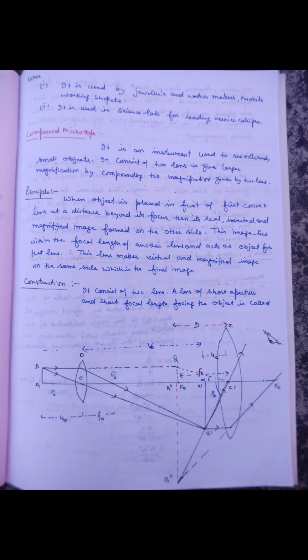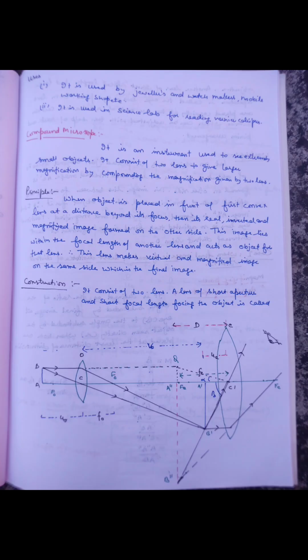Magnifying power or angular magnification is defined as the ratio of the angle subtended by the image at eye to the angle subtended by object at eye when both are placed at least distance of distinct vision. For normal vision, magnifying power is equal to d upon f, where d is 25 cm, and when image is formed at least distance of distinct vision, then magnifying power is equal to 1 plus d upon f.